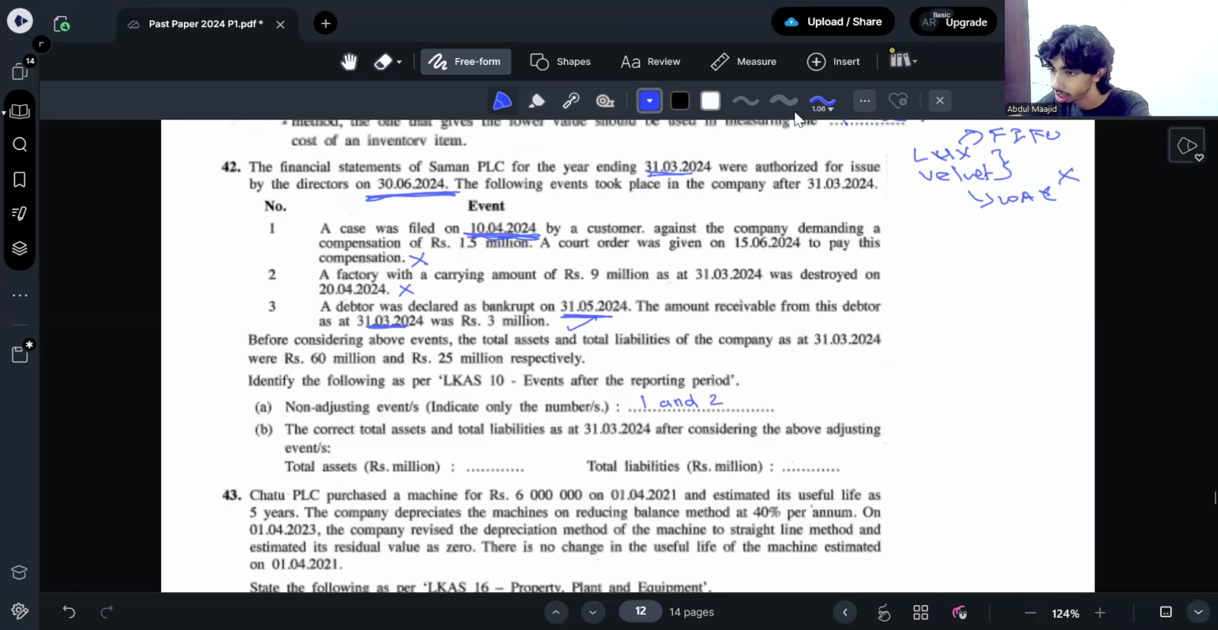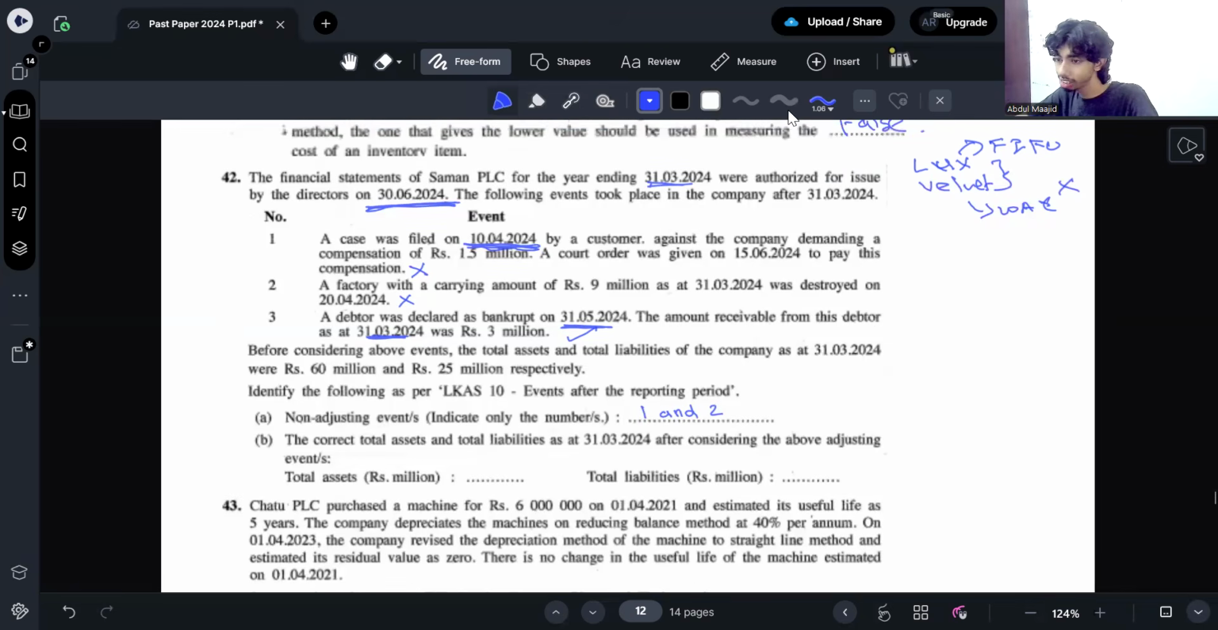Why is 1 not adjusting? See here, the case was filed on 10th of April, right? For a compensation case to be adjusting, the case should be filed during the reporting period, and the court should confirm the amount to be paid after the reporting period before the authorizing date. Those are only adjusting. Now here, even though the court order was given before the authorization date, the case was filed on 10th of April, which is after the reporting date. So this is connected to the next year, not the current year. You will not take it as an adjusting event for the current year. Is that clear, sir?